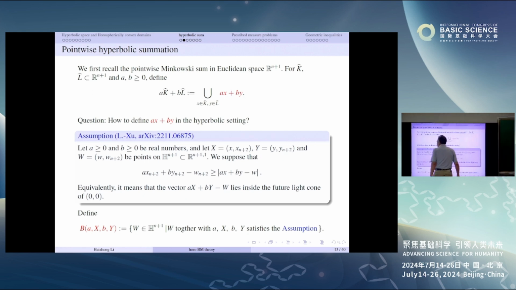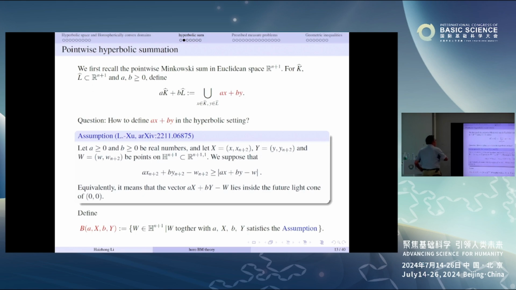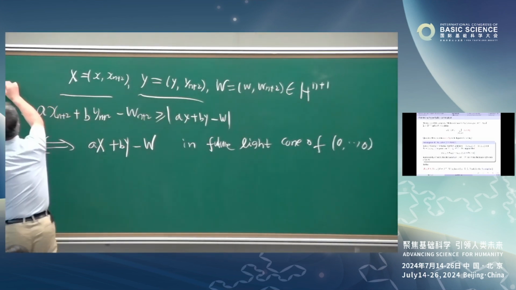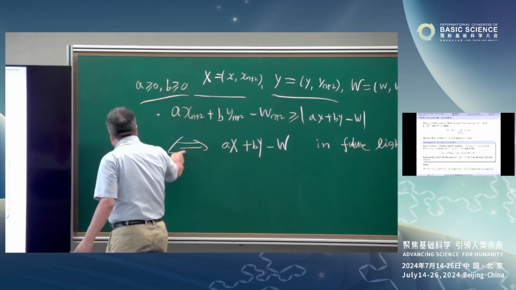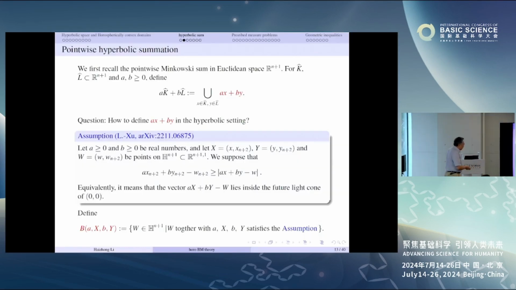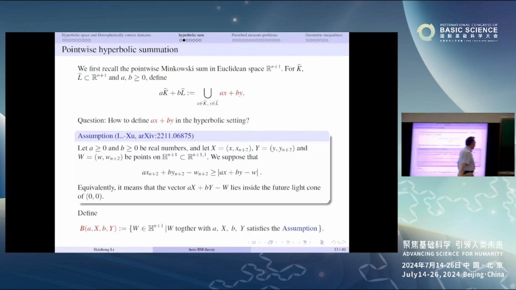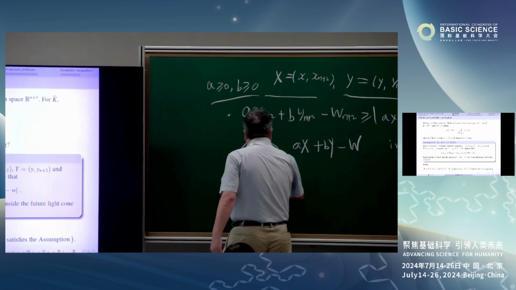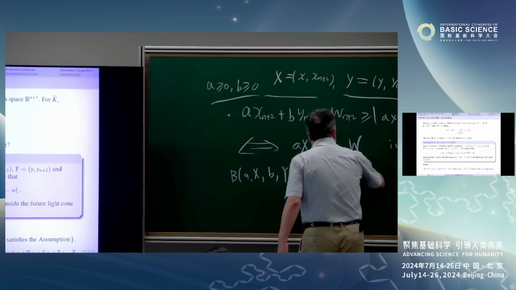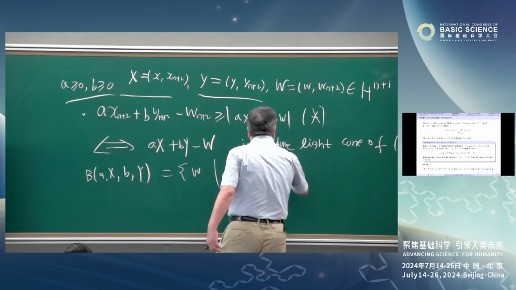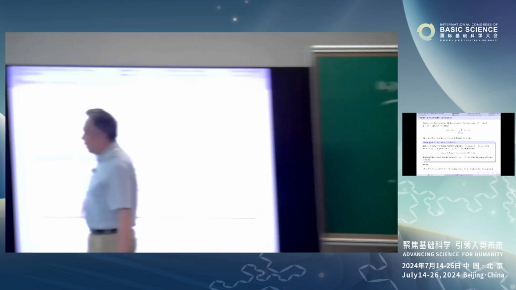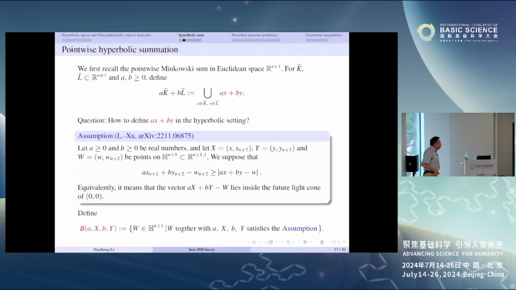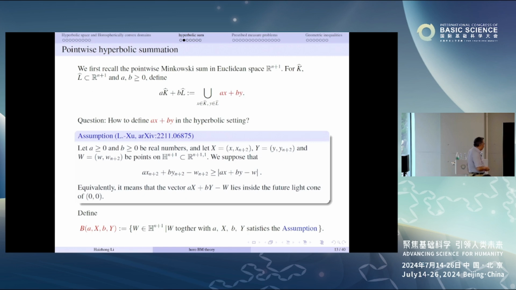Given x, given y, and real numbers a non-negative and b non-negative, if W satisfies this inequality, we call the set of such W the set B_a(x,y), that is, B of ax, by. Given two points x, y, and a, b non-negative, if they satisfy this inequality, this kind of W forms this set.